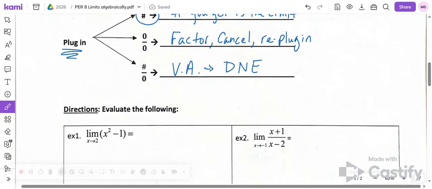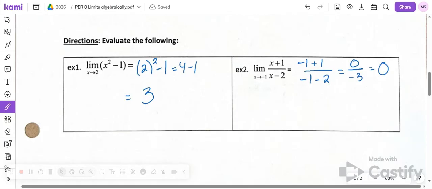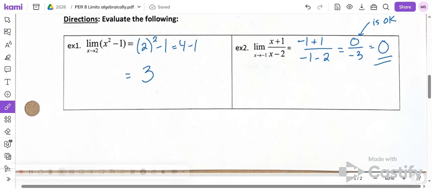All right, just don't call it out loud. Wait, what's the answer? Okay, so you guys ready? Yeah. All right, so remember, this is okay. You can get 0 as an answer. All right, let's check out the next page.